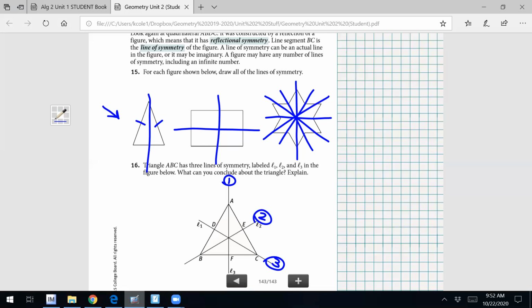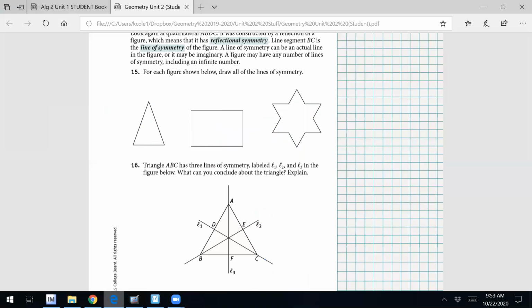Scalene. Scalene has no sides that are the same, and they have no lines of symmetry. Okay, so it's just a random old triangle. There's no way for you to cut it because there's nothing that is the same. Okay, remember, to have reflectional symmetry, you've got to have two parts that can be the exact same if it reflects onto itself. Okay, all right, so that kind of just goes over that.